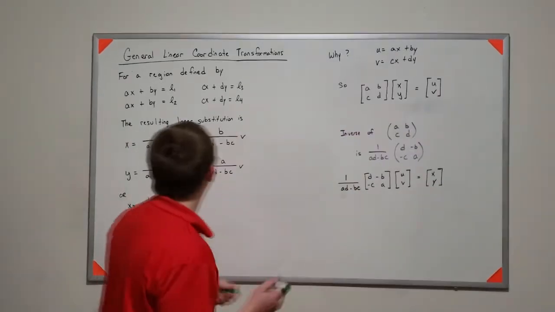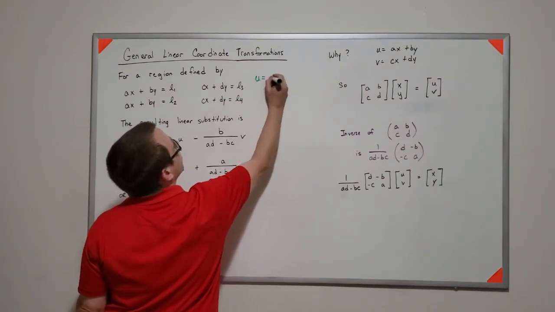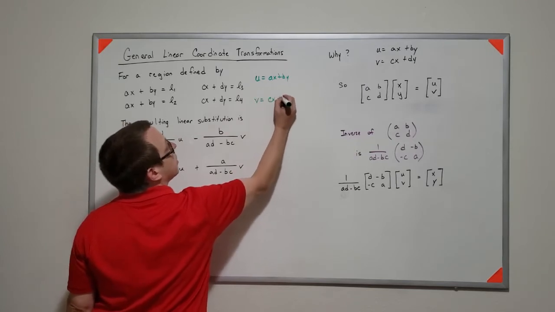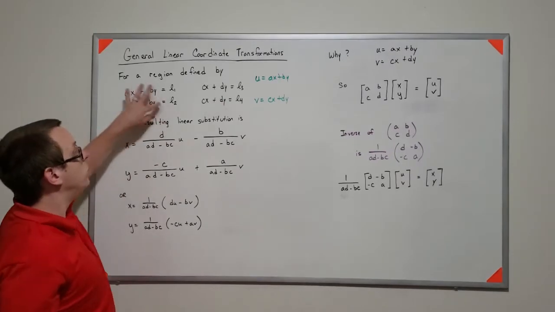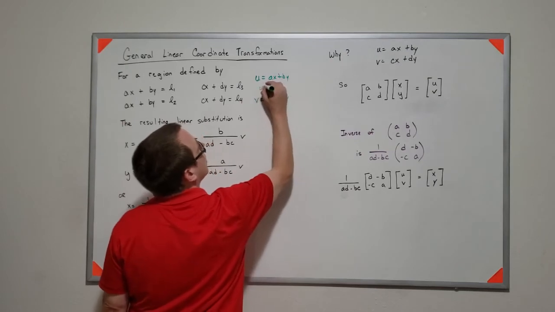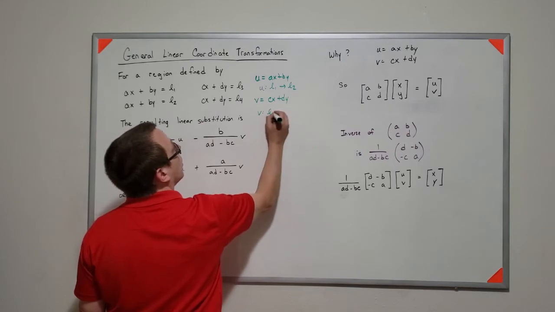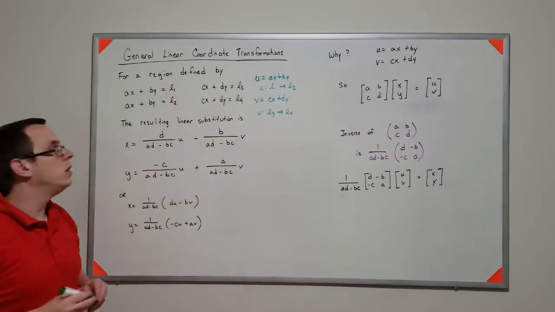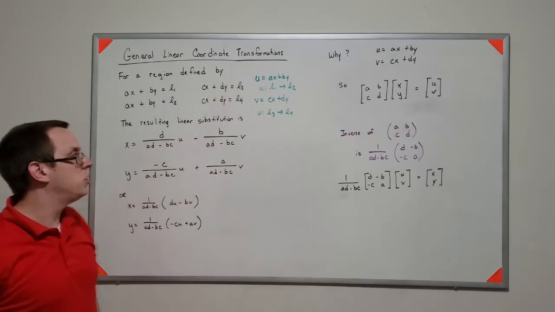Then if I want to say u is ax plus by and v is cx plus dy, and by the way, if you do that with these, your upper and lower limits are just these values. So you have the new limits after that using these substitutions.